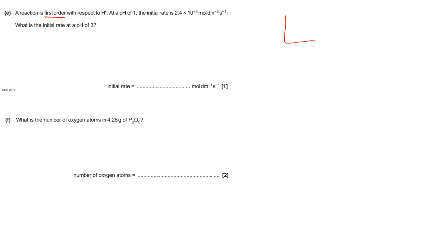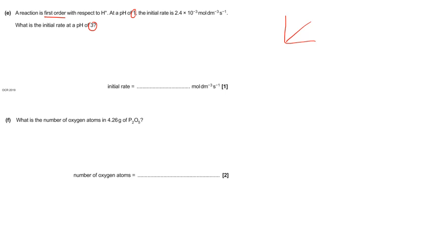Because for first order reactions, our rate concentration graph is a straight line. So that means rate is directly proportional to concentration. And what we're doing here is we're decreasing our concentration by a factor of 100, because our pH has gone from 1 to 3. So that means our rate is going to decrease by a factor of 100.